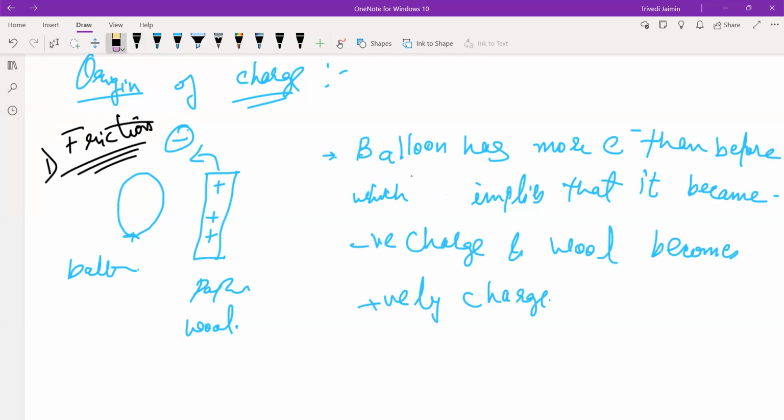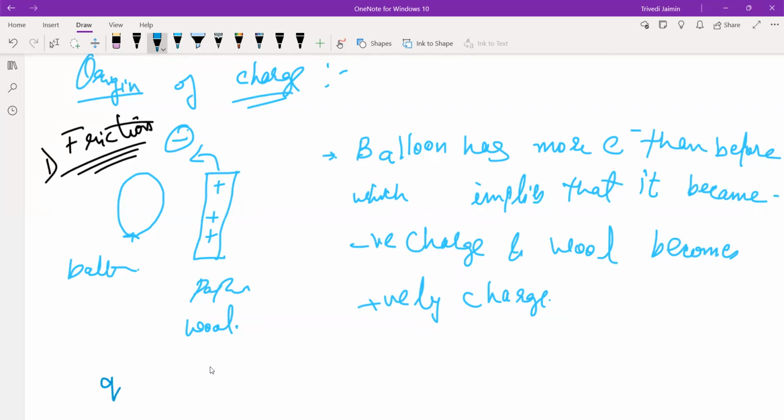So one more thing, sir. If I rub a charged particle against an uncharged particle, then what will happen? This is a good question. What will happen at that time? It will be equally balanced. They both will have equal charge now.